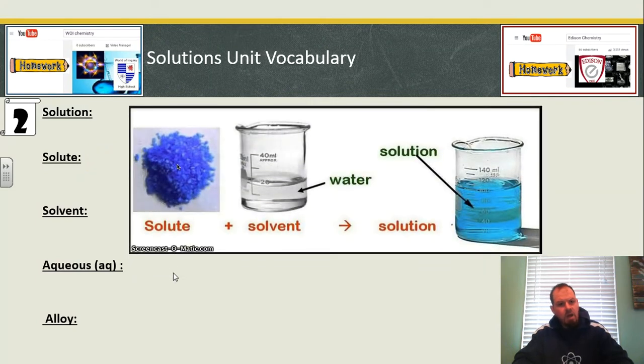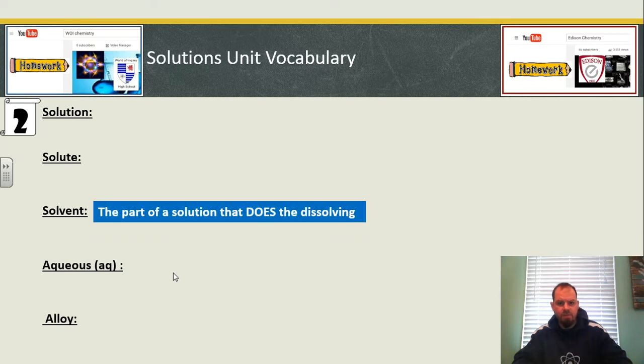Okay. Solvent in this case then is the water, which is doing the dissolving. So this is the part of the solution that does the dissolving. It's usually a liquid. A lot of times it'll be water, not all the time. So we'll change up. Table G is all about water.